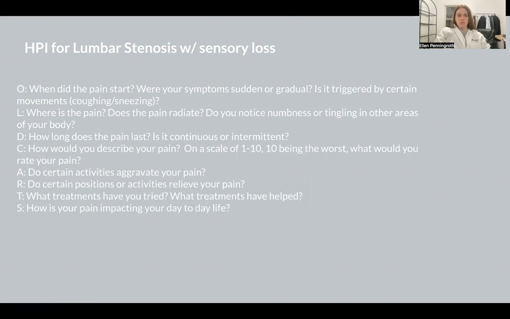We want to know exactly where the pain is located and if it radiates. How long does the pain last? Is it continuous or intermittent? How do they describe their pain, rating it on a scale of 1 to 10?